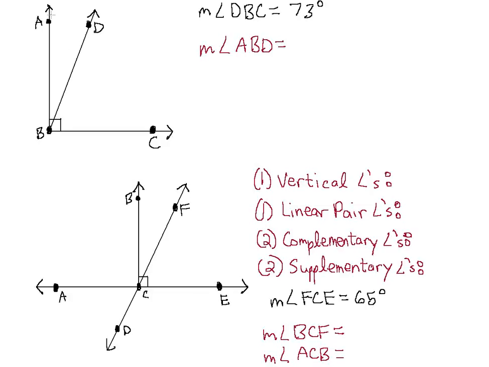Welcome back. Let's take a look at this right angle ABC. We're given the following information. The measure of DBC is 73 degrees. We want to know the measure of ABD.